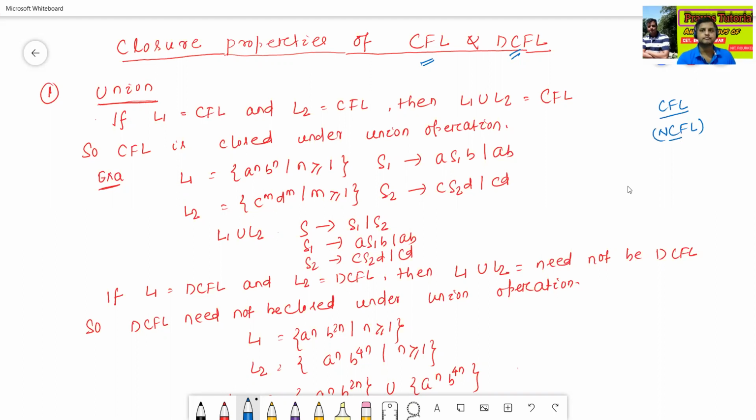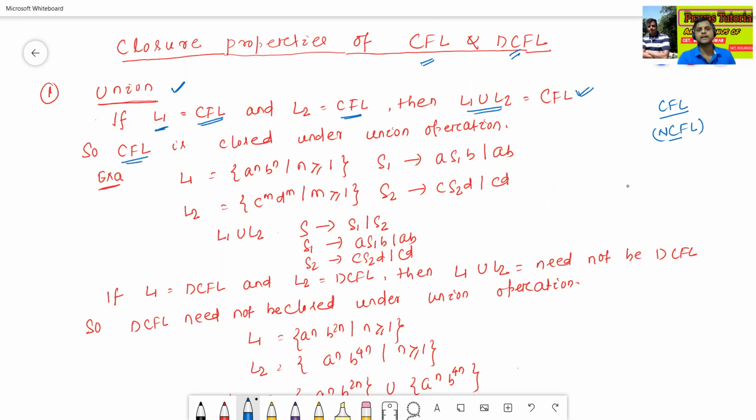Now we'll see the first closure property of CFL and DCFL, which is called union. If L1 is CFL and L2 is CFL, then is L1 union L2 CFL or not? Yes, it is CFL.